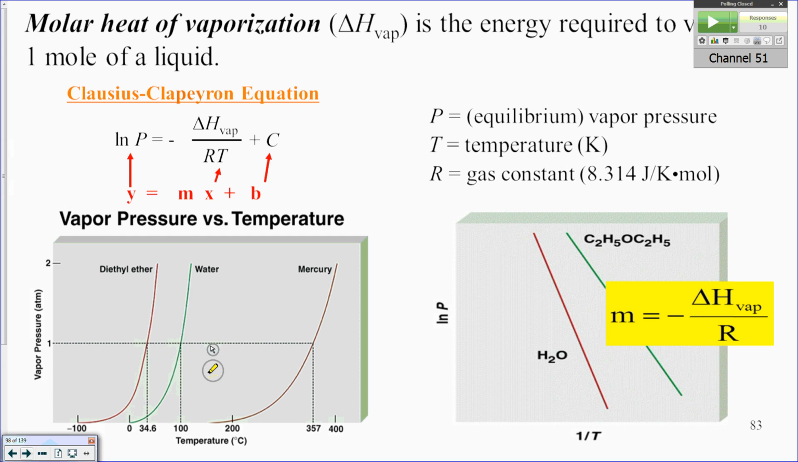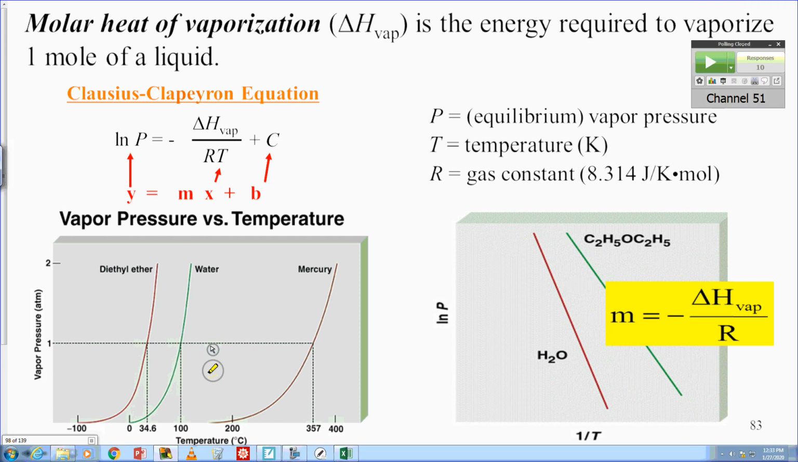So this is the math behind the Clausius-Clapeyron equation. The molar heat of vaporization, we said, is the energy required to take 1 mole of that liquid and convert it to vapor state. On the y-axis, we're plotting the natural log of P. On the x-axis, we're plotting the inverse of temperature. So the equation is natural log of P is equal to negative delta H over R, times 1/T, plus C. C is the constant. That becomes our y-intercept.